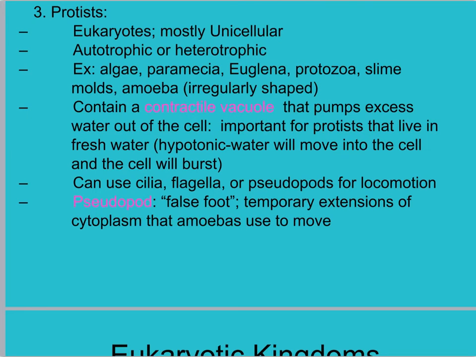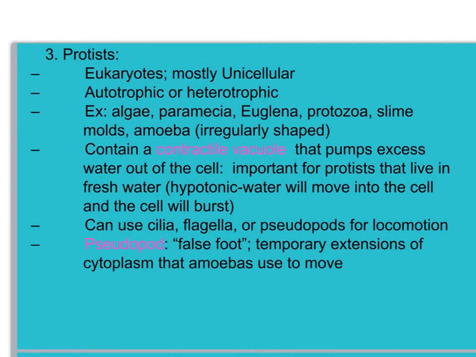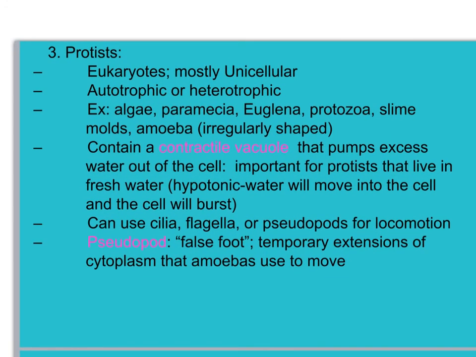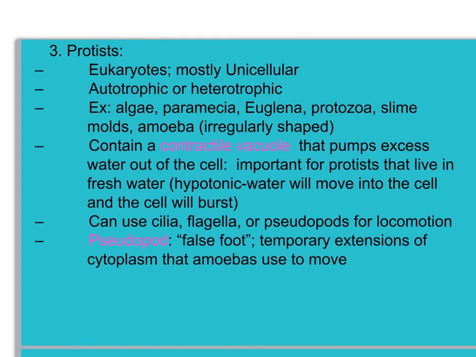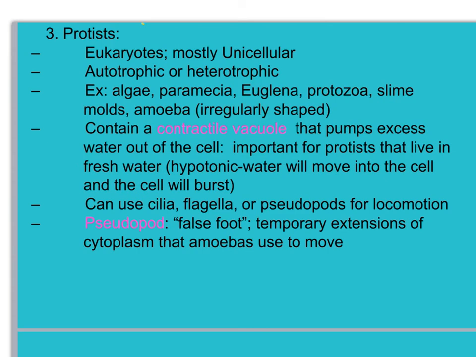So again, we're in the eukaryotic kingdoms. So the third kingdom and the first eukaryotic kingdom we're going to talk about is Protista. Now, kingdom Protista is also known as the catch-all kingdom. Basically, if it doesn't quite fit in the plant kingdom, then it might be a plant-like protist and go in the protist kingdom. If it doesn't quite fit in the animal kingdom, it might be an animal-like protist. And if it doesn't quite fit in the fungi kingdom, then it might be a fungus-like protist.